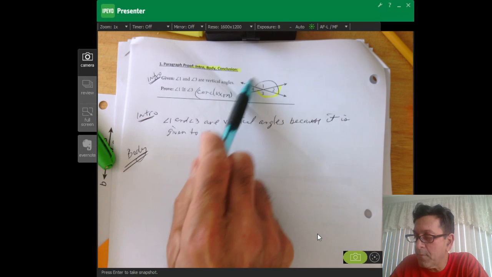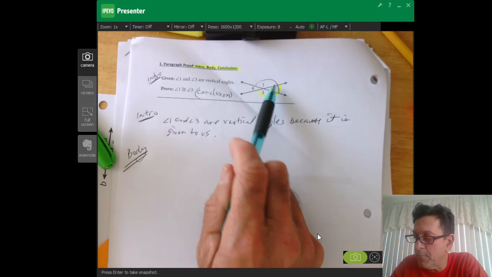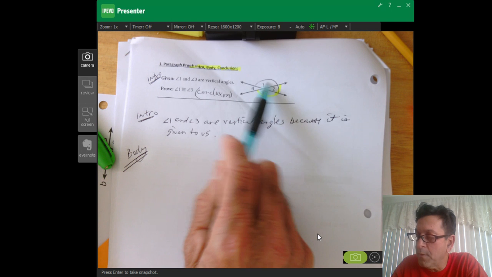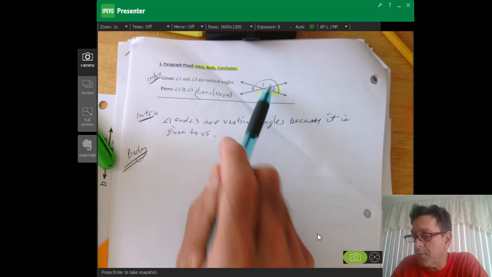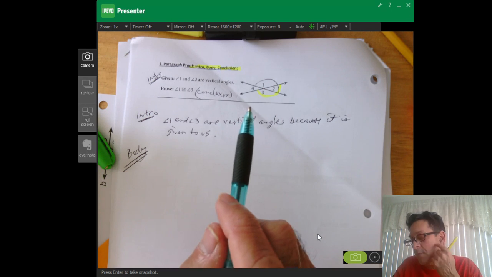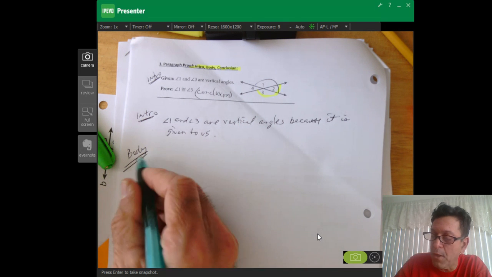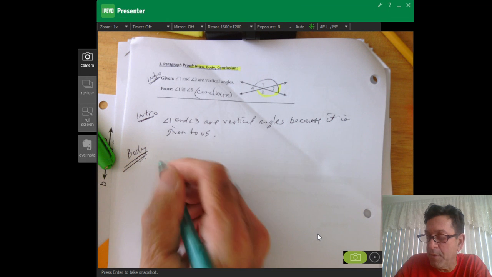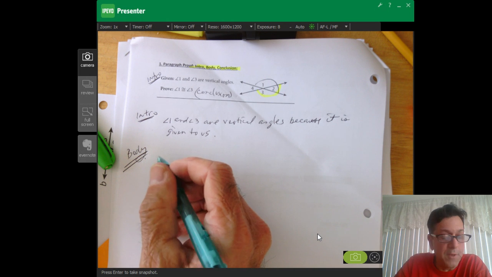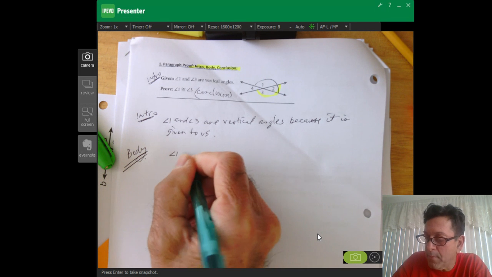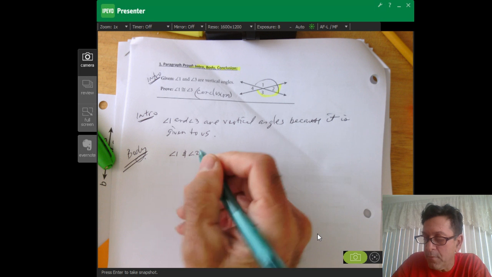Now, of course, the picture is part of our given information also. So we know from this how the other angles are placed, and we can figure out what those are as well. So our body is going to be, we're going to start off with angle 1 and angle 2.